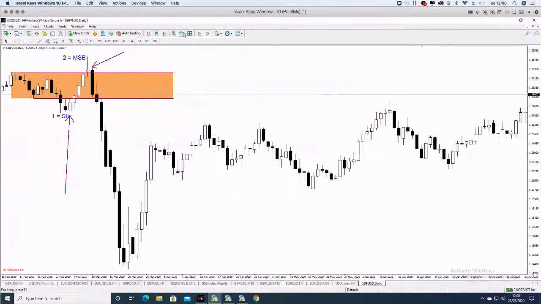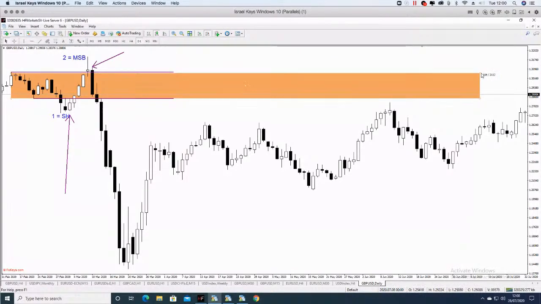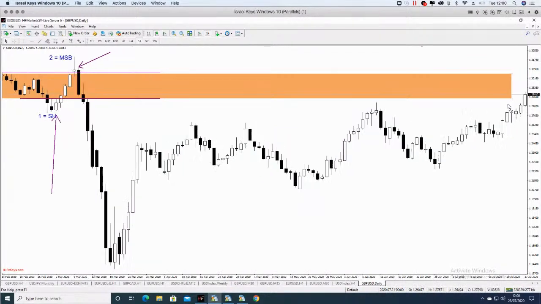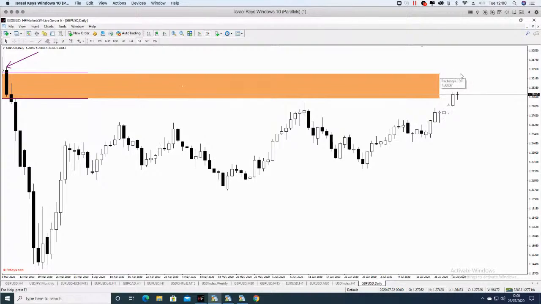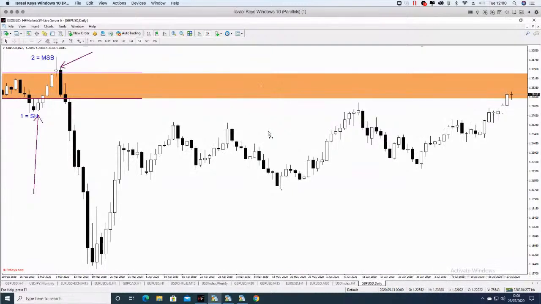Now, first of all, the easy way to do this, right, is just take this entire zone and stretch it out, right? And wait for price to revisit it. That's the first way you can trade this.